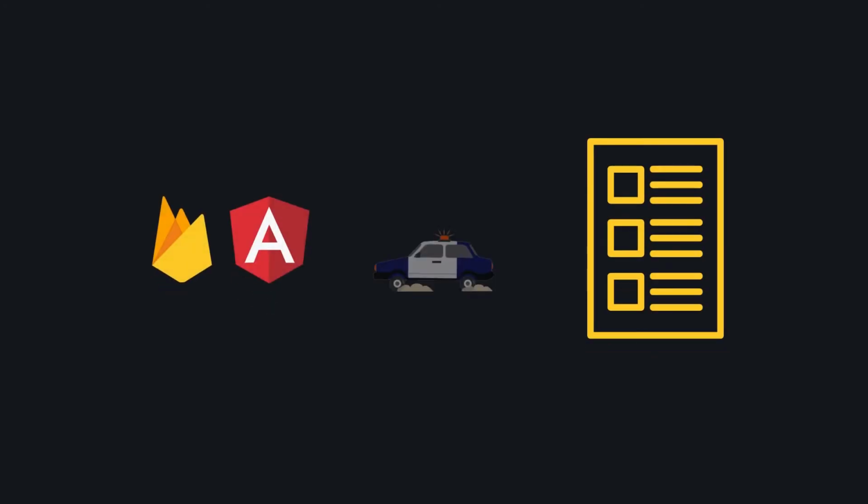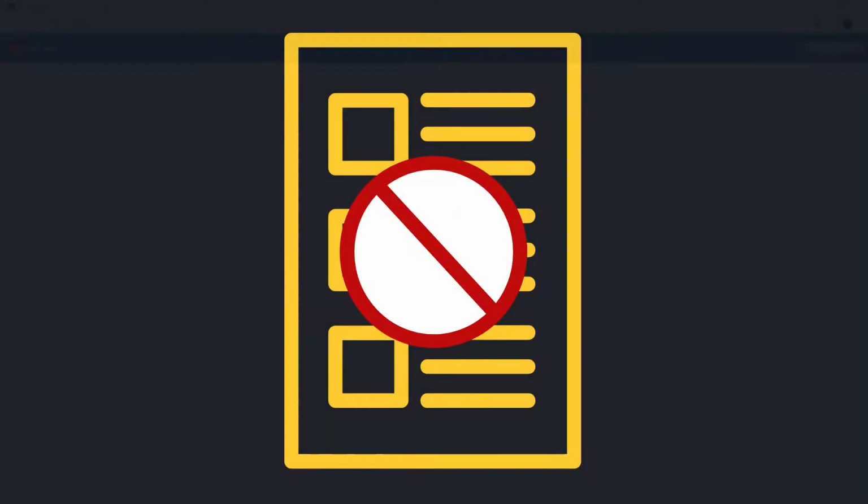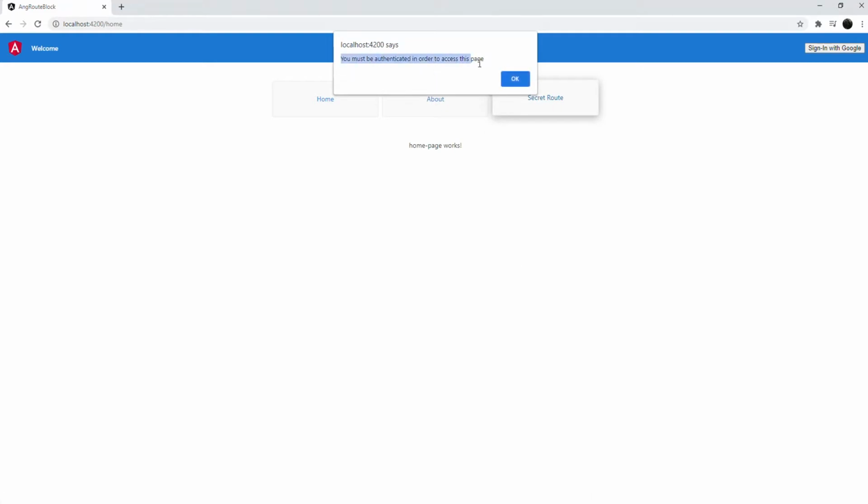In this video, we'll take a look at how we can incorporate Firebase authentication within our Angular applications and how we can block certain routes from unauthenticated users. This is the final product for today, and as you can see, we have three routes here: home, about, and secret. Upon clicking on the secret route, we will get an alert telling us that we need to be authenticated in order to access the page.